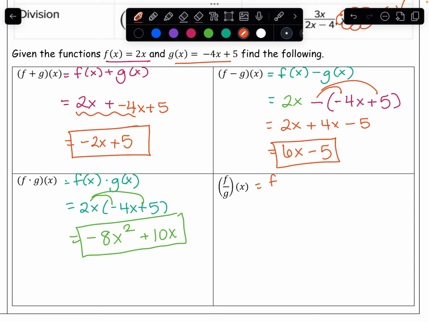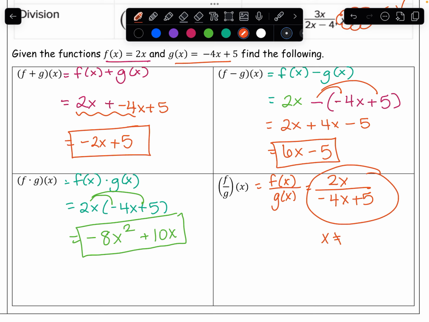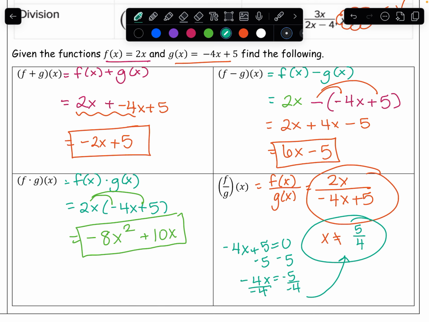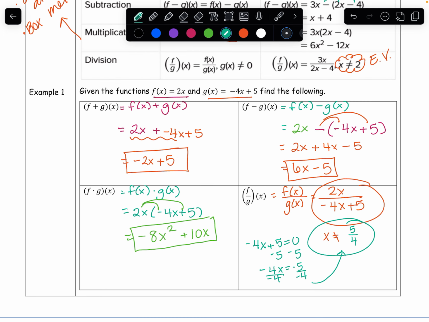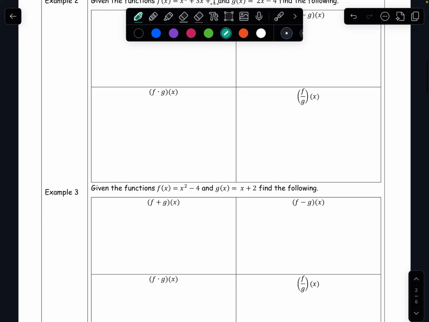The last one we're going to do is f of x over g of x. So f of x is 2x over negative 4x plus 5. There's nothing we can really simplify, but we can add that x cannot equal something. I'm going to write this over to the side just in case we forgot how to find an excluded value. I'm going to isolate x, so negative 4x equals negative 5. Then dividing both sides by negative 4, we get that x cannot equal positive 5/4, because a negative divided by a negative is a positive. And that is operations with functions. Let's go on to the next page.